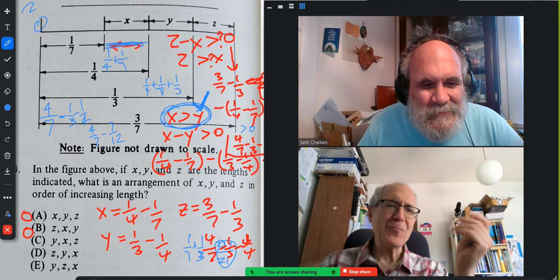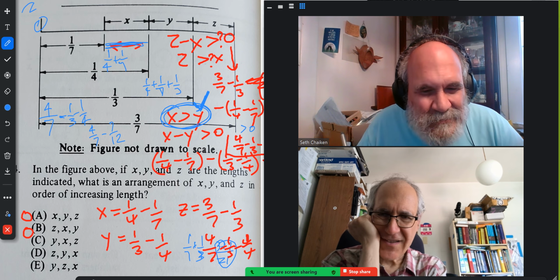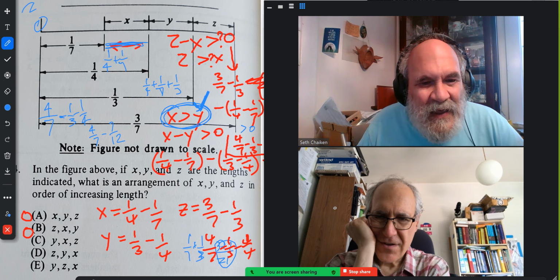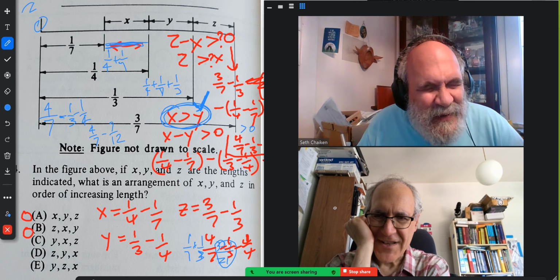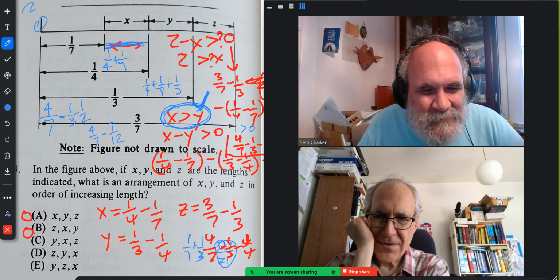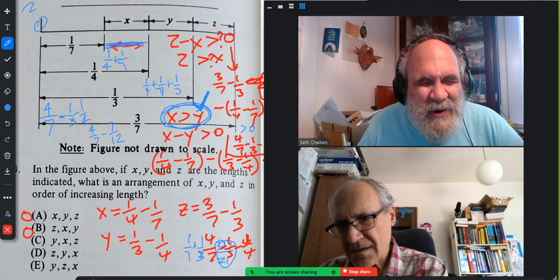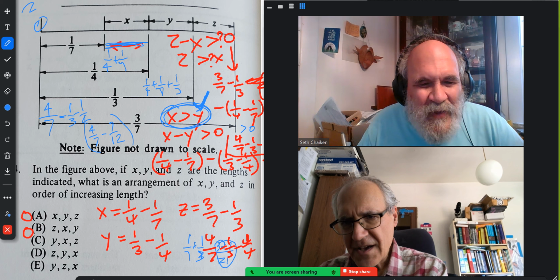Look at that. These numbers are so close to each other. Wow! 4/7 and 7/12. I mean, you have to use a common denominator, don't you? Of 84. Yeah. 4/7 minus 1/3 minus 1/4. So you need 84.